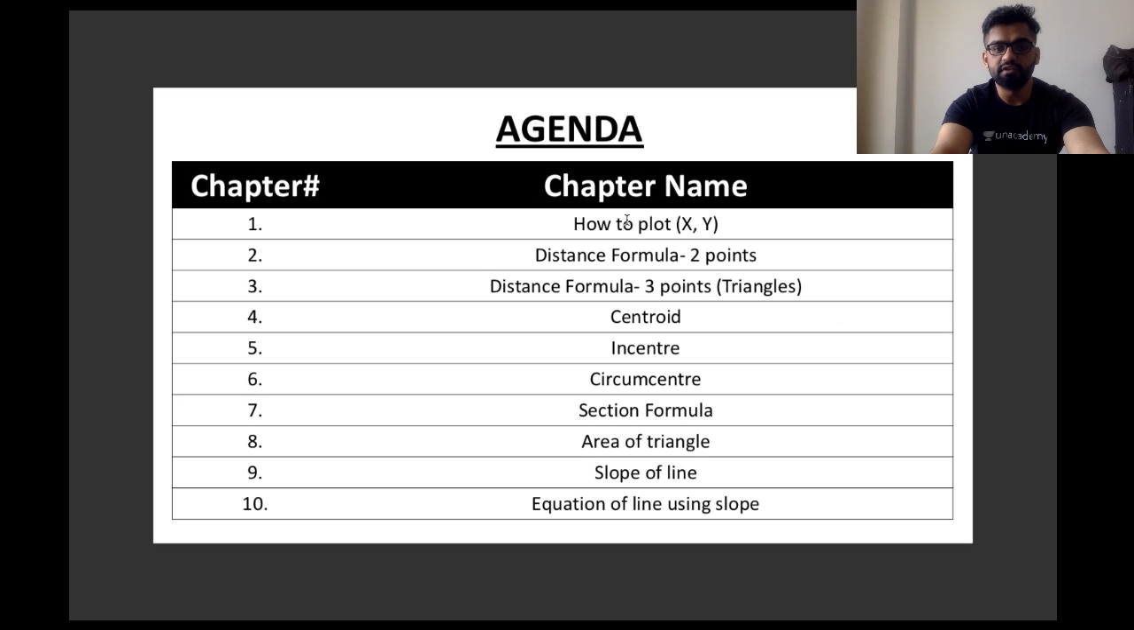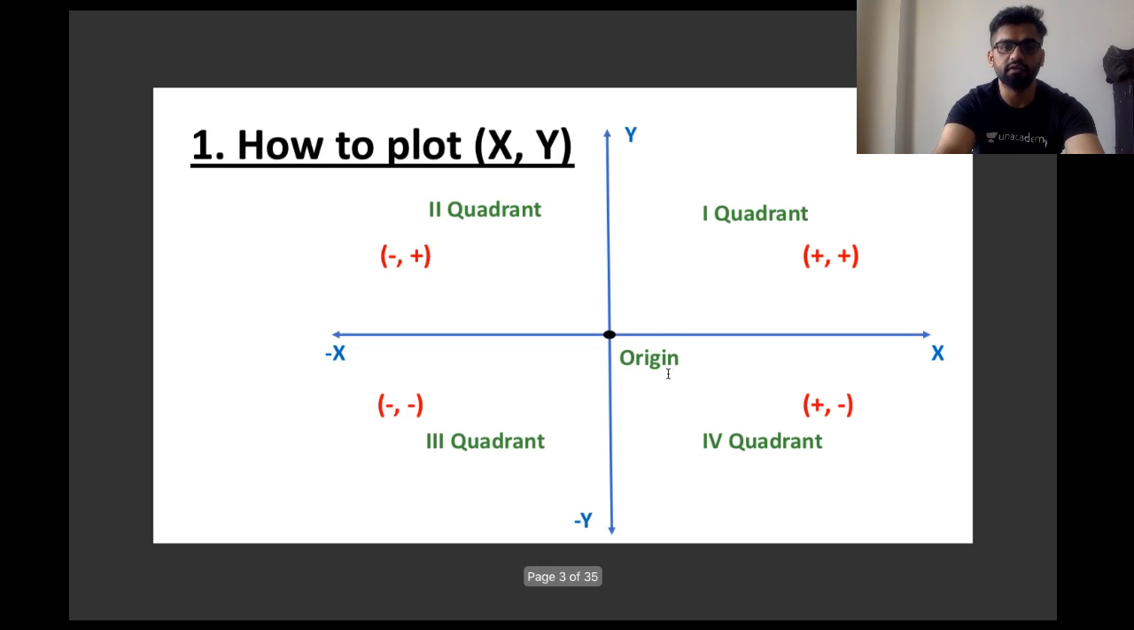The agenda for today's discussion is these 10 topics: how to plot XY, distance formula for 2 points, for 3 points, centroid formula, in-center formula, circumcenter formula, section formula, area of triangle, slope of line, and finally equation of line using slope. All these things we're going to discuss today. The first one, how to plot XY, very basic.